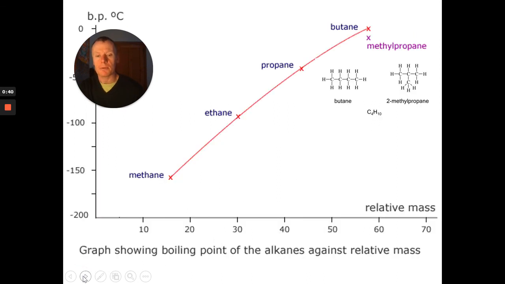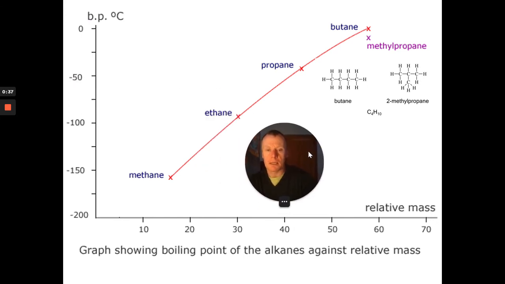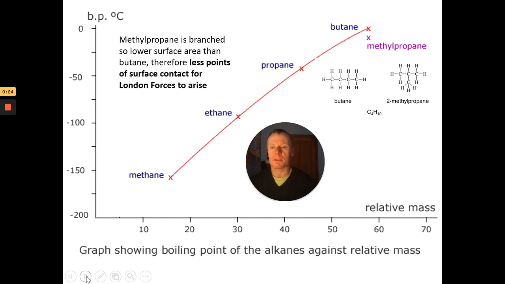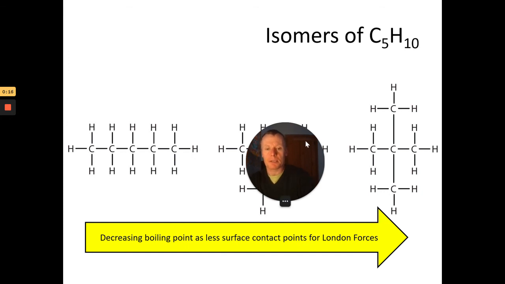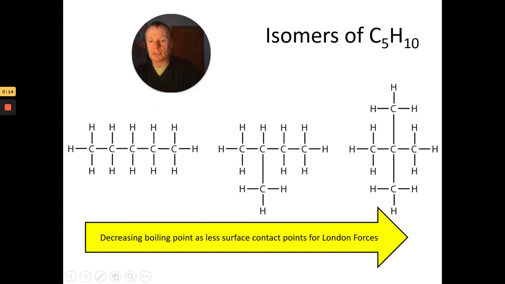So if we were going to graph this data, that gives us a fairly linear relationship, and you can see methyl propane just below butane at the top breaks that trend, doesn't it? That's because methyl propane is branched and has a lower surface area, so less points of surface contact for London forces to arise. If we look at it for C5H10, a similar situation occurs. Again, decreasing boiling point, less surface contact points for London forces.